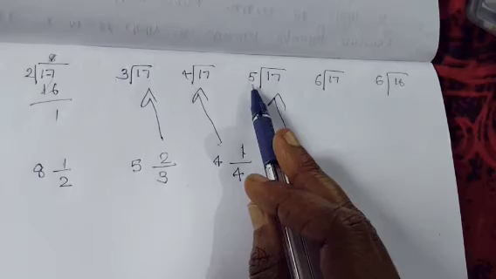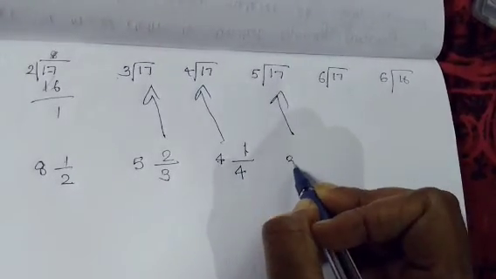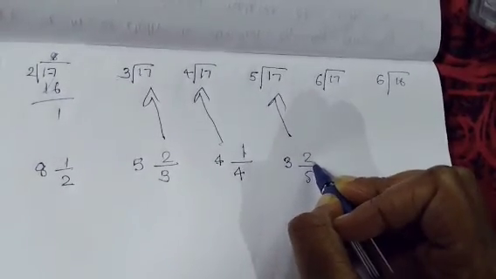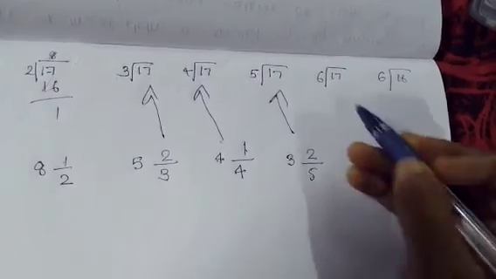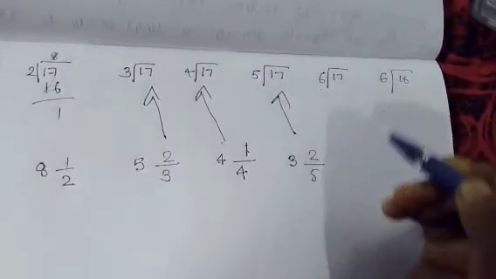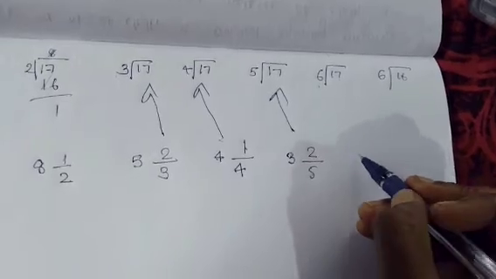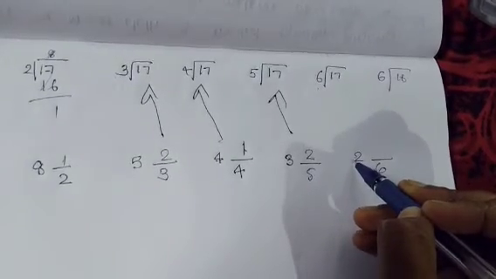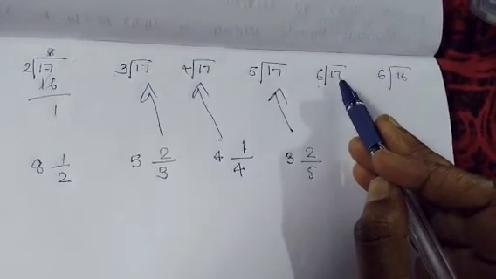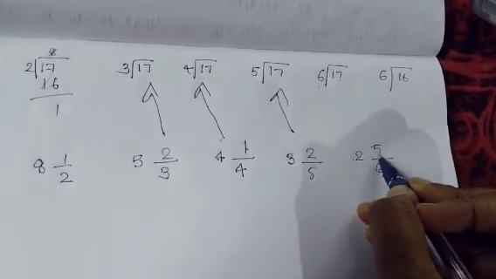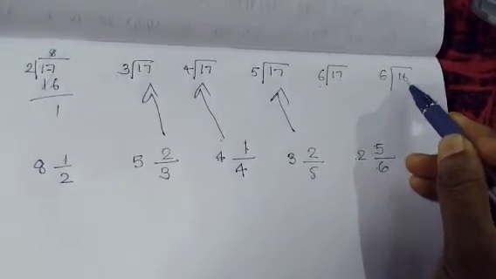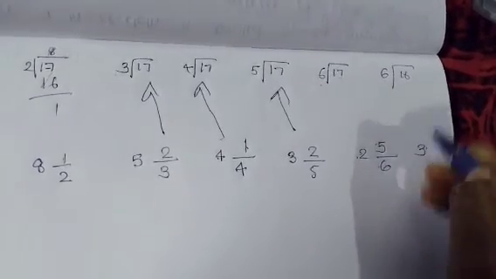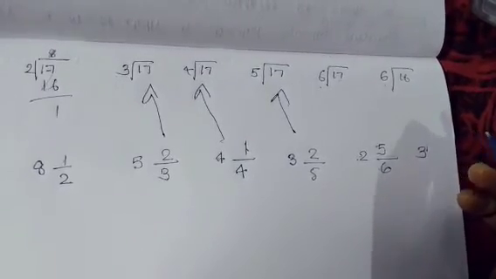Okay, then this one, 17 by 5. Nearest multiple is 15. That is 3. 5 3s are 15. 15 plus 2, 17. Okay, next one, 17 divided by 6. Nearest multiple is 12. That is 2. Put the number same here, 6. 6 2s are 12. 12 plus 5 is 17. And here 18 divided by 6. 3 itself. 6 into 3 is 18. Okay. This is our result.